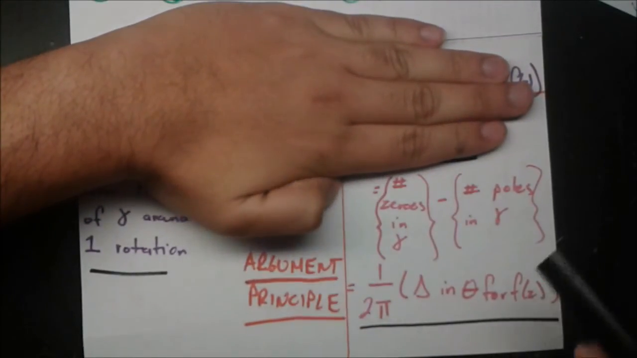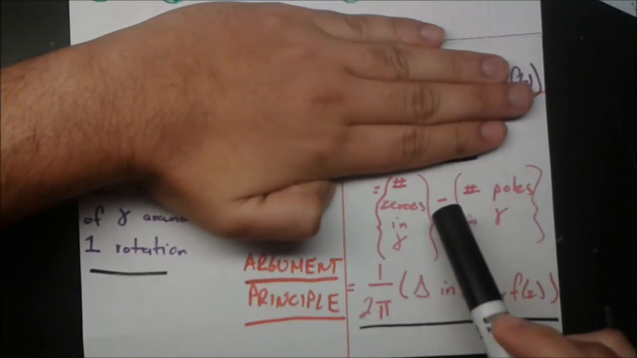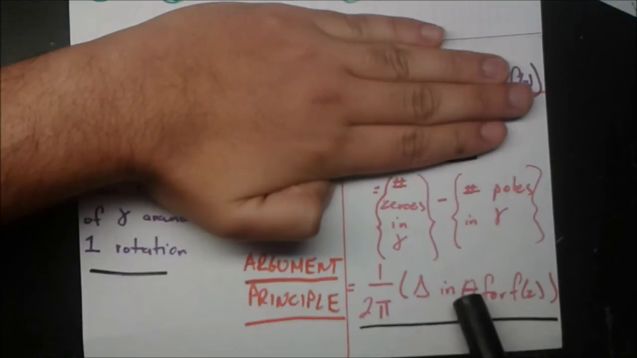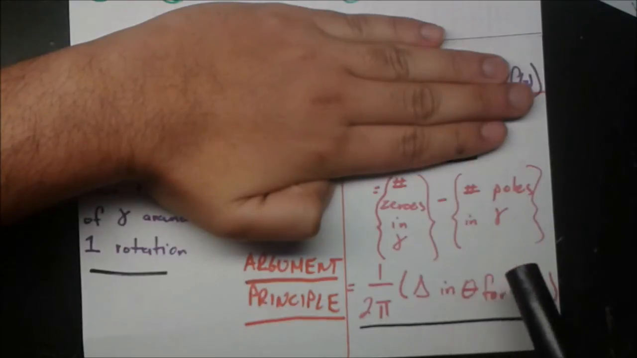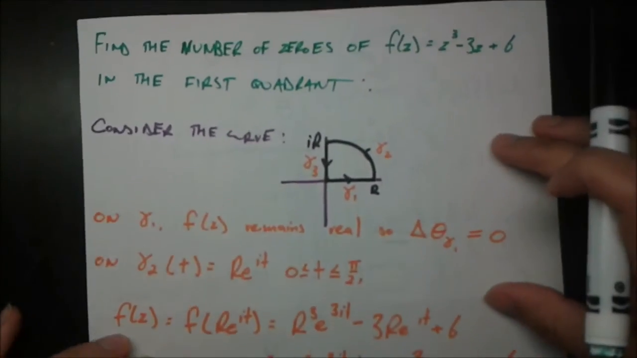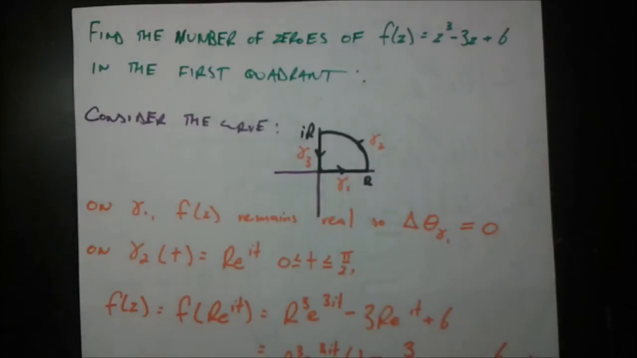And we can just say that the number of zeros in gamma minus the number of poles in gamma is equal to 1 over 2 pi times the change in theta for f of z as z goes around 1 full rotation around gamma. And that is pretty neat. So we're going to be using that in an example right now, and then the next video will be on a few more applications.